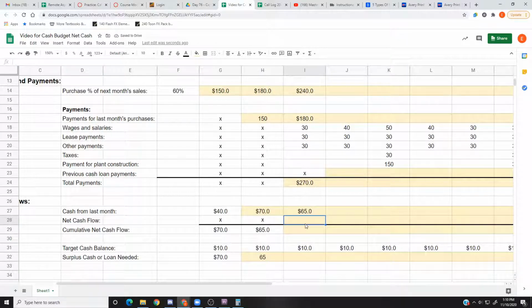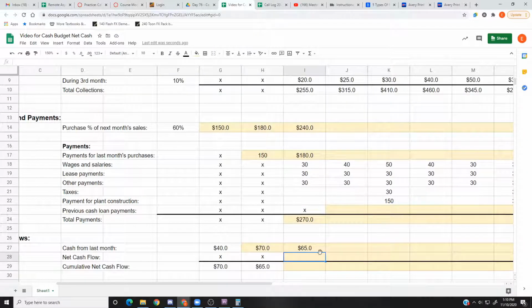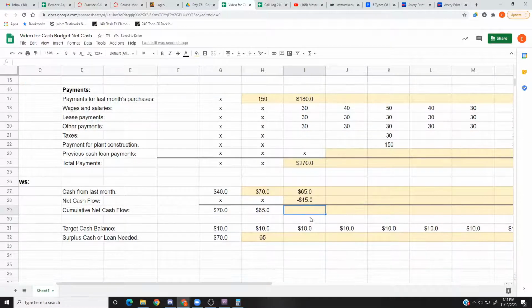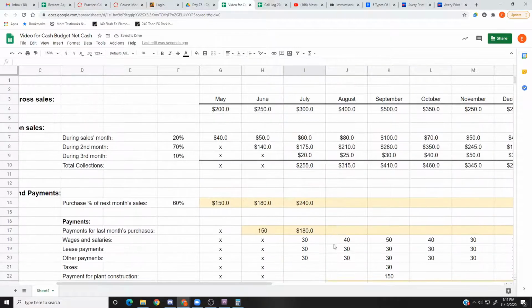And then how much did I actually bring in or lose? So what we do is we take equals, and then we take how much we earned this month. So that was $255. And then we subtract how much we paid this month, which was $270. And we have negative $15. Ugh, that stinks. So with the cash we had last month and the cash we lost this month, how much do we have left? This equals this plus this. That's $50. Okay, we need at least 10. Do we have that? Yes. We have 50, so we're good.